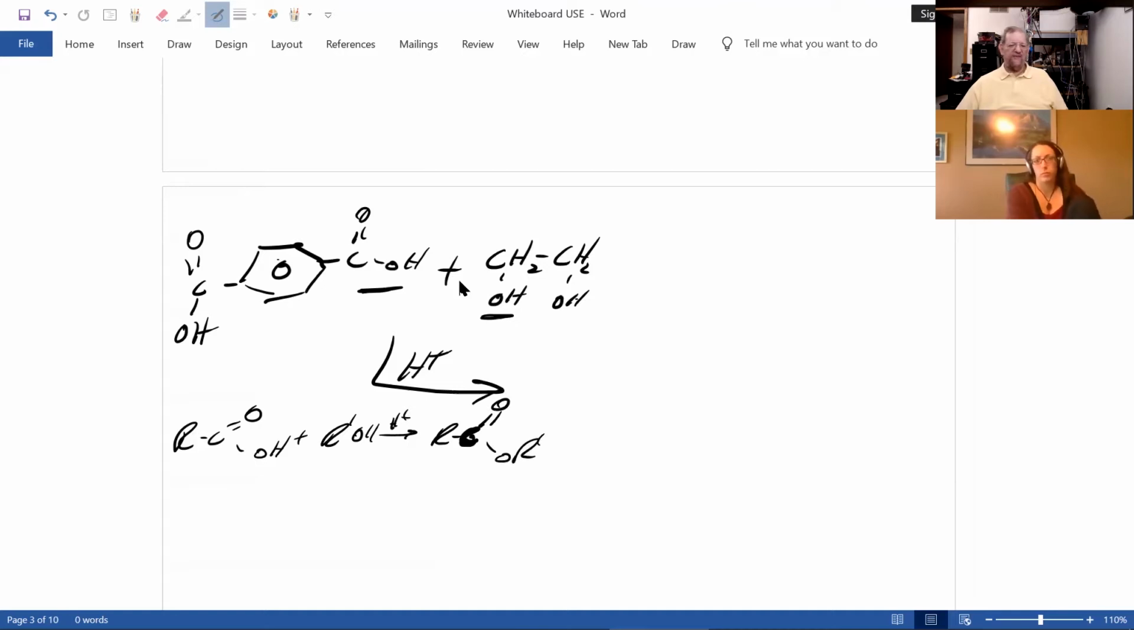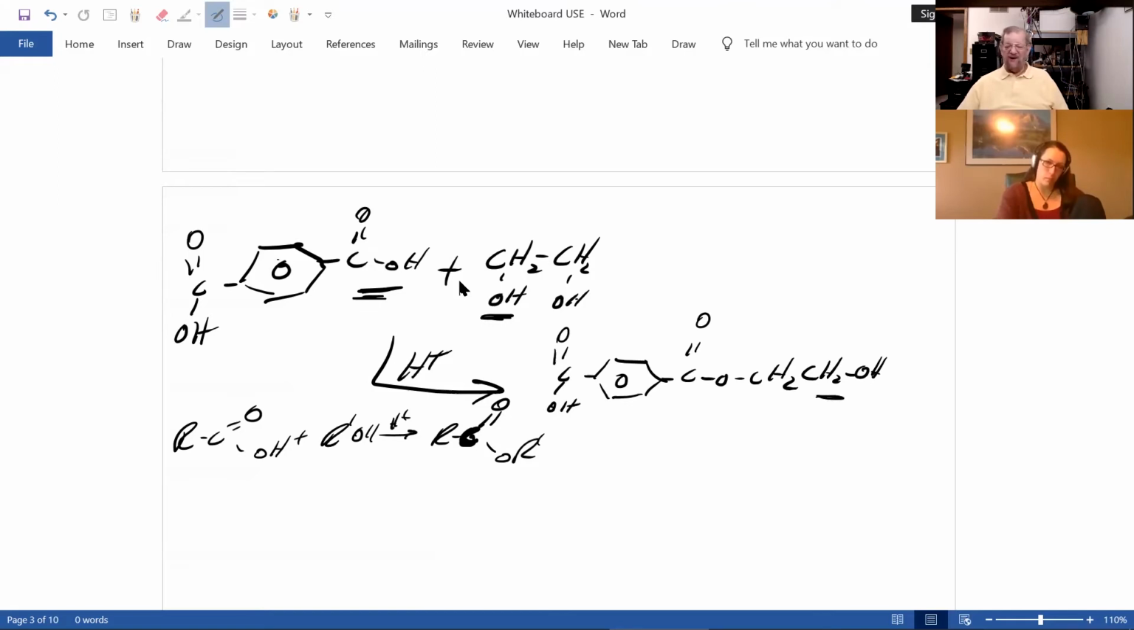And I'll make an ester. So if I have this carboxylic acid and this alcohol, what I'll get... and if something's not involved in the reaction, guess what? It's still there. And now I have this molecule that has an alcohol, an ester, and a carboxylic acid. Well, this one I can react with either more ethylene glycol or terephthalic acid. Let's do the terephthalic acid.